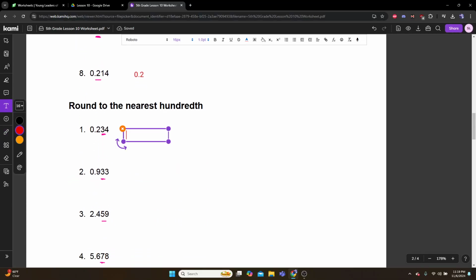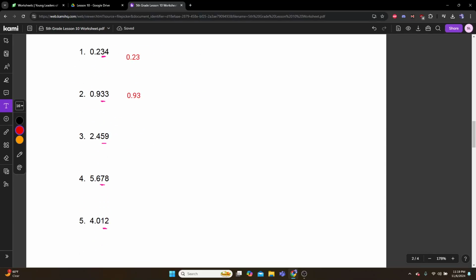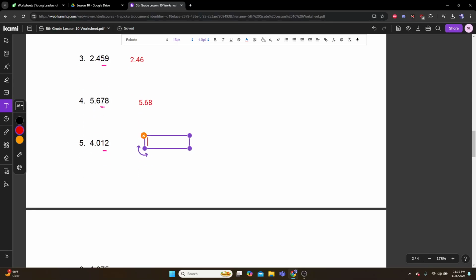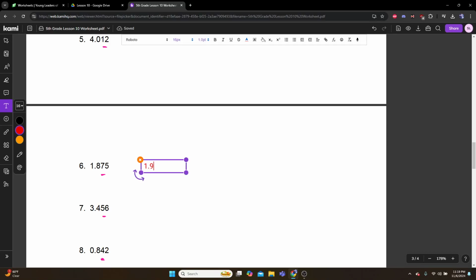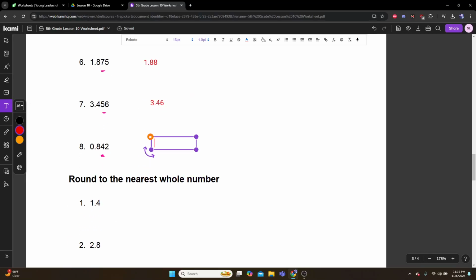So for number 1, it would just be 0.23 since 4 comes after. Number 2 would be 0.93 since the 3 comes after. Then 2.46 because the 9 makes us round up. Number 4, it would be 5.68 because the 8 makes us round the 7 up. Number 5 would just be 4.01. Number 6, it would be 1.88. Number 7 would be 3.46 because the 6 makes us round up. Number 8, 0.84 since the 2 just lets us stay the same.